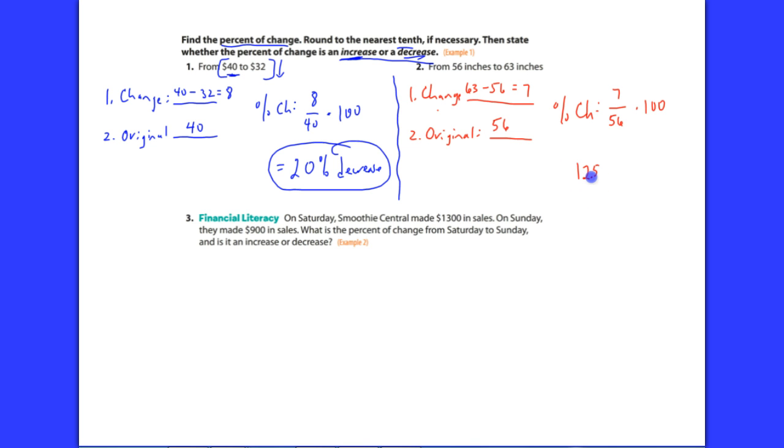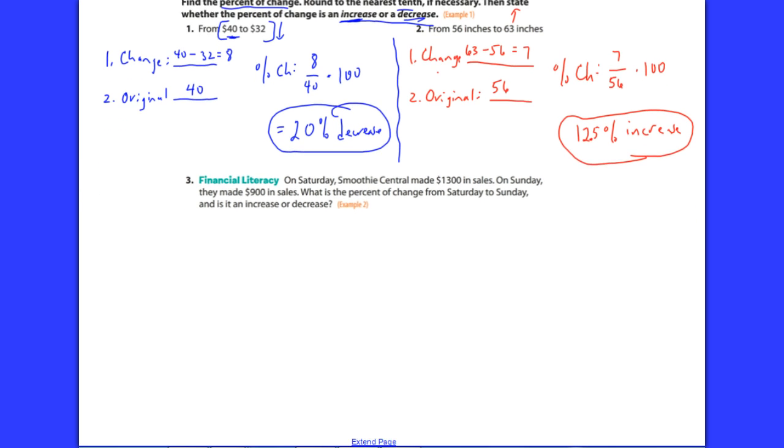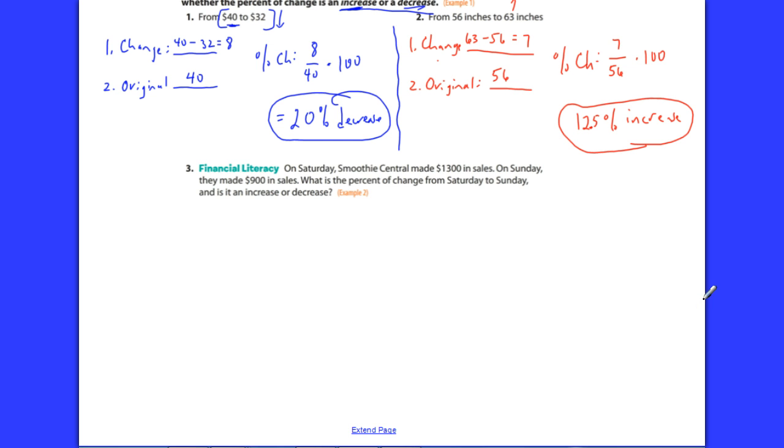There's a decimal in there, 12.5%. Make sure you multiply that 100 in there. And that's an increase, because it went from 56 up to 63. So it's a 12.5% increase. So there you have 2 examples. Let's wrap up number 3 and then I'll do one more video to explain percent of error. Do those examples. Again, this just gets easier and easier as we go.